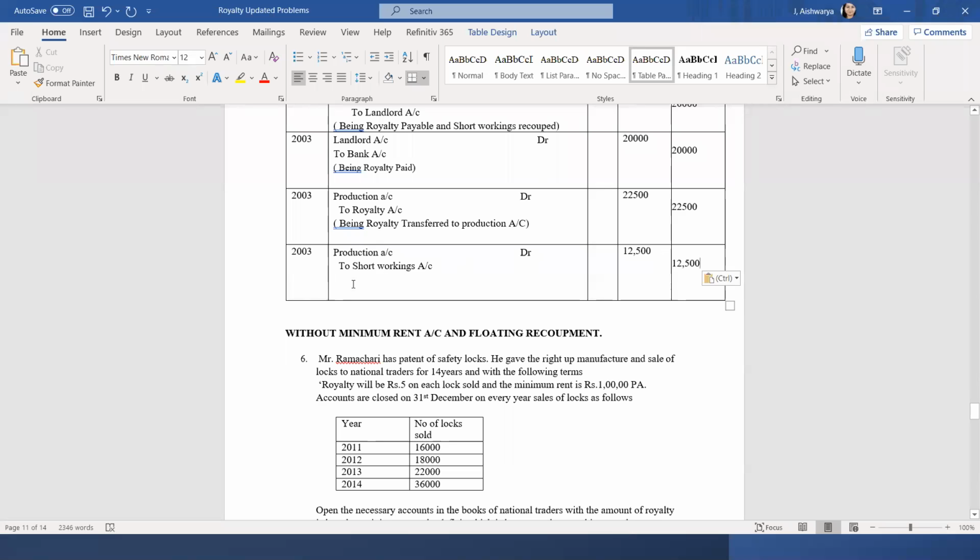Okay, 12,500. What is the narration? Being short workings recovered and transferred to the production account. Yes, transferred to production account.